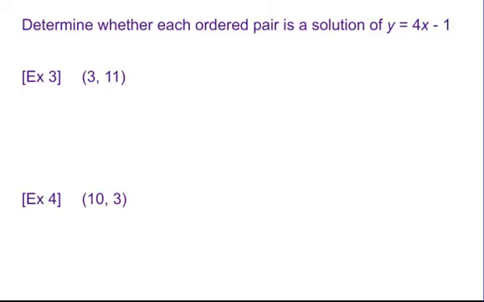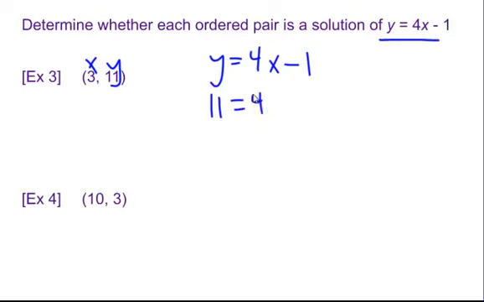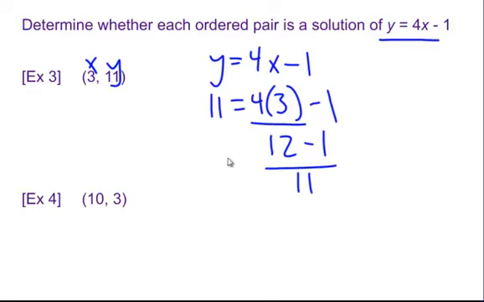So here, for number 3, we're going to use y equals 4x minus 1, because it says determine whether each ordered pair is a solution for y equals 4x minus 1. So we're going to write that, y equals 4x minus 1. And remember, the first one's your x, the second one's your y. So it's going to be 11 equals 4 times 3 minus 1. And 4 times 3 is 12, minus 1 is 11. And 11 is 11. So this is a solution.